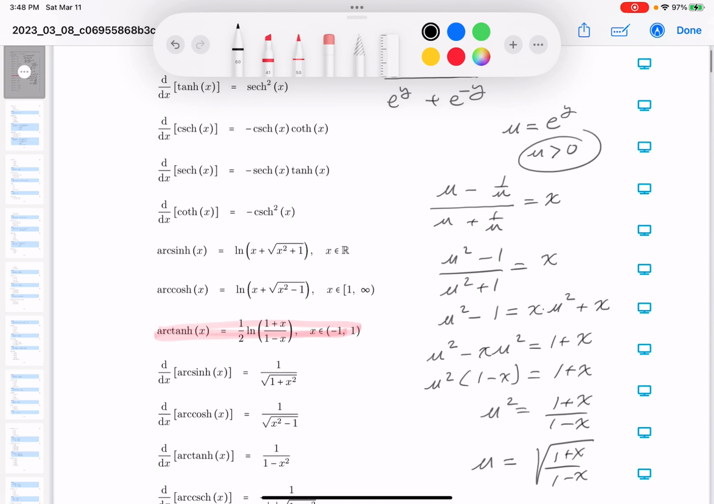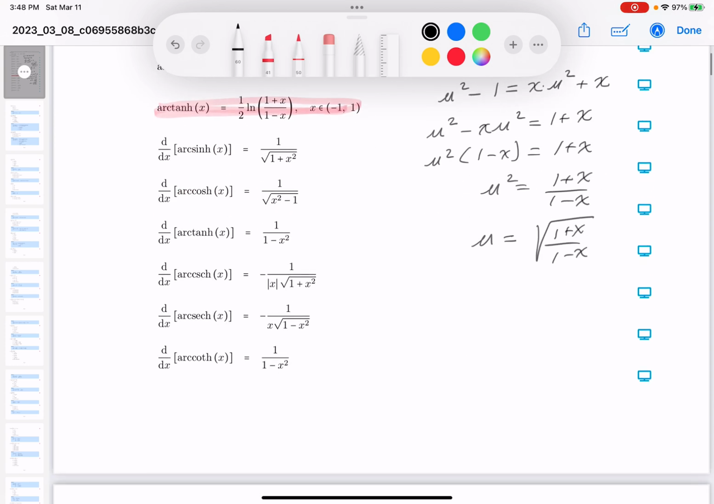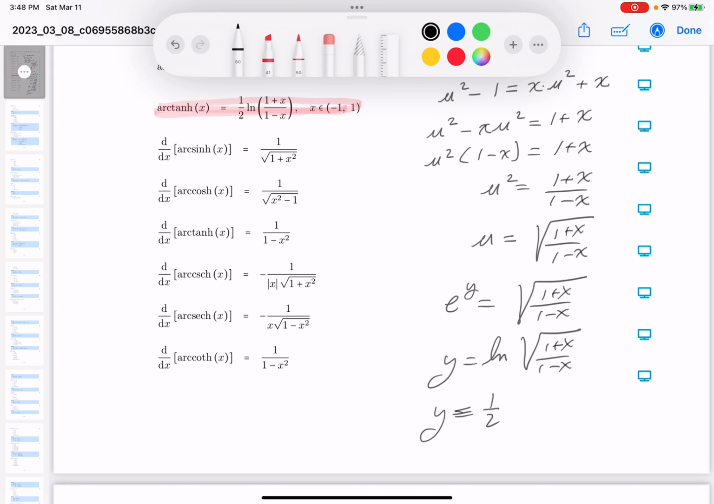And just to remind you that u is e to the y. Let's write that down. So e to the y is equal to the root of 1 plus x over 1 minus x. And that means y is equal to the natural log of the root of 1 plus x over 1 minus x. I can write it a little differently because that's really a power problem. It's really 1 plus x over 1 minus x to the one-half power. So I'll say 1/2 natural log of 1 plus x over 1 minus x. All right, now let's take a look and see if we got that. We did get that.